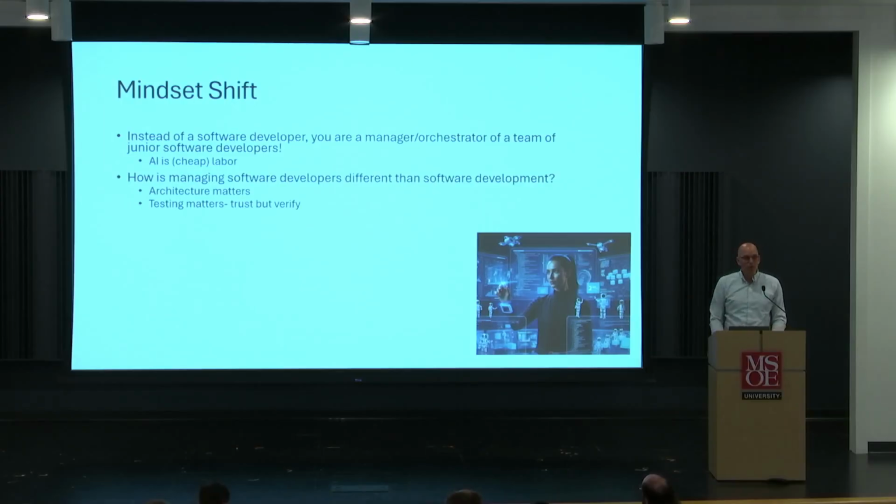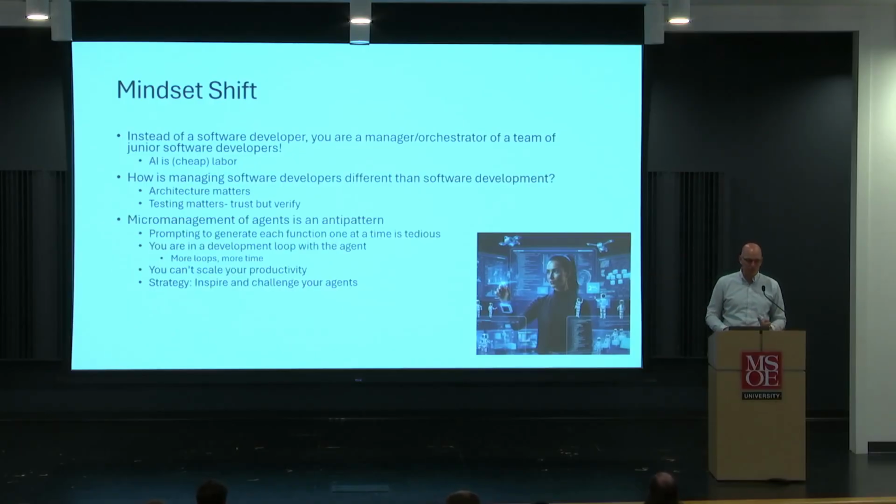But remember, what you're doing is probably not what you were trained for, right? Managing is different than doing. And so the architecture matters, testing matters, all these sorts of things change. It's also worth noting that micromanagement of AI systems is an anti-pattern. Having too much specificity, having to go through and check absolutely everything, prompting to generate one function at a time, this is actually not allowing you to achieve the potential that you might be able to.